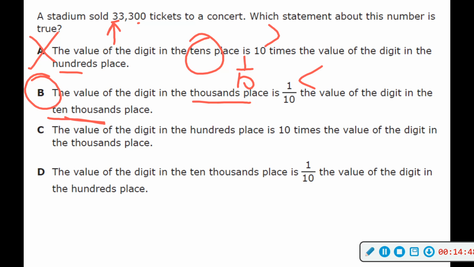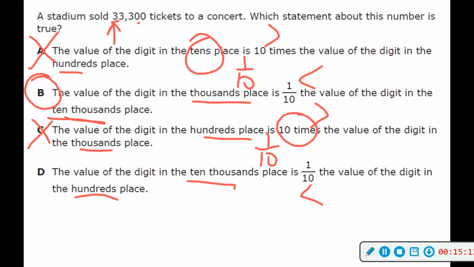Keeping on to check our work, the value of the digit in the hundreds place is 10 times greater than the value of the digit in the thousands place. We know that the hundreds is actually less than 1,000, and so the answer should be 1/10, but it's not. So C is incorrect. And the value of the digit in the 10,000s place is less than the value of the digit in the hundreds. We all know that $10,000 is, of course, not a tenth of a mere $100. So this one is wrong as well.